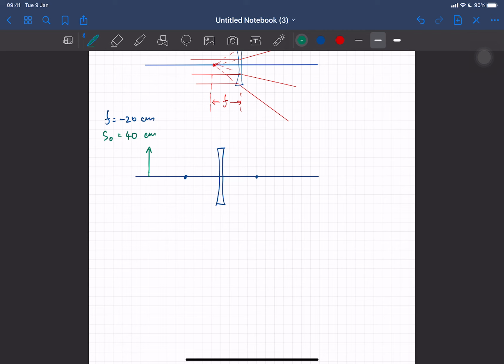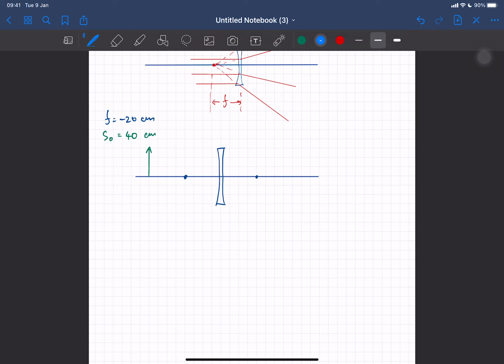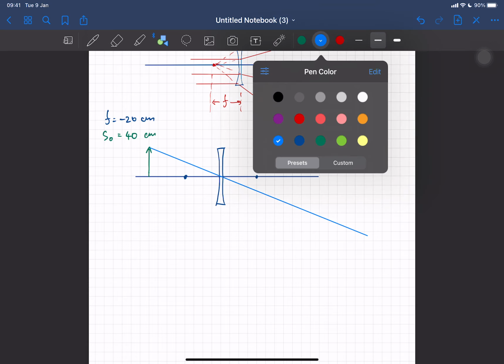So that's 8 grids away from the lens. And let's see how we draw the ray diagram. The first one is, again, the one that goes through the center of the lens. That's easy, right? We just start here and then go through the center. That's going to be our first line here. Going through the center of the lens will always just go straight.